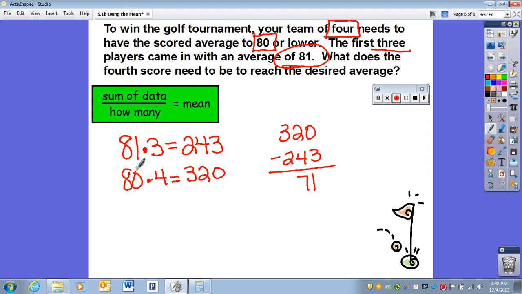So again, I took the average and multiplied it by how many people there were to get back to my total points. Again with my 80, and I subtract the 2 to figure out what that golfer would need to have.